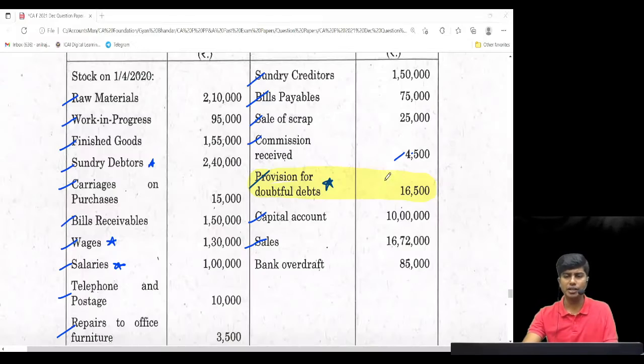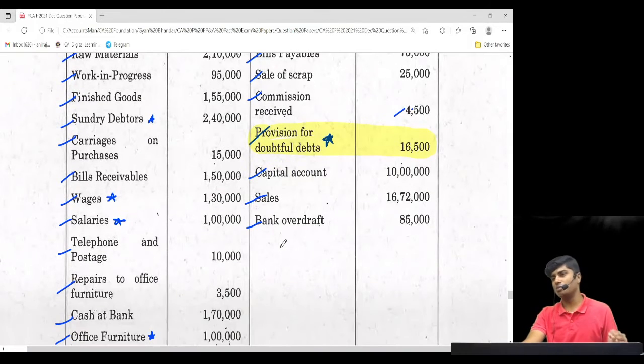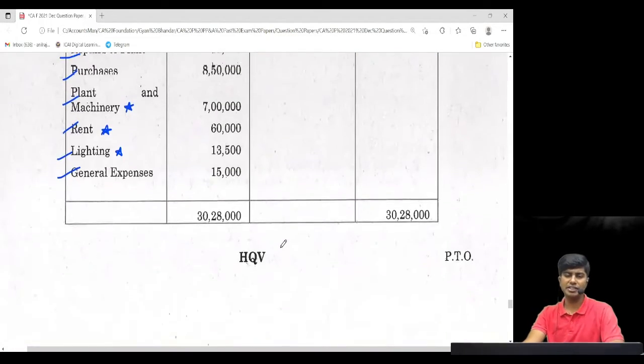Order is very important. Bank overdraft, BOD, 85,000. Balance sheet liability, 85,000. BOD, bank overdraft, balance sheet liability. By this, we're done with the complete trial balance. Now we'll start with adjustment.